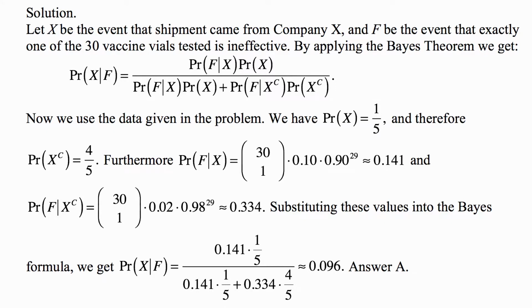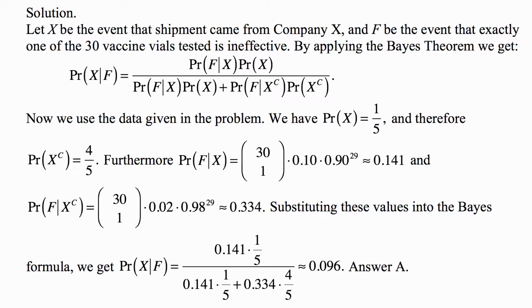And here is the solution. Let X be the event that the shipment came from company X, and F be the event that exactly one of the 30 vaccine vials tested is ineffective. By applying Bayes' theorem, we get that the probability of X given F is equal to probability of F given X times probability of X, divided by probability of F given X times probability of X plus probability of F given X complement times probability of X complement. You should of course memorize Bayes' theorem and the formula.